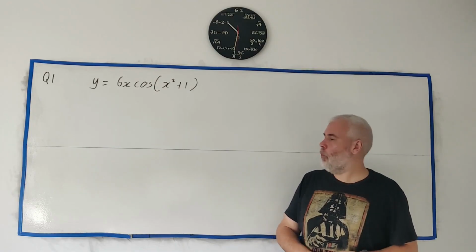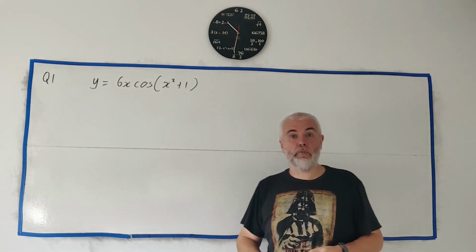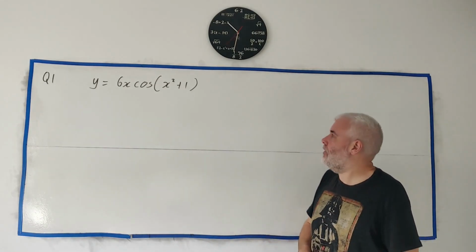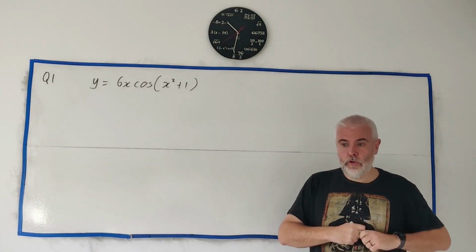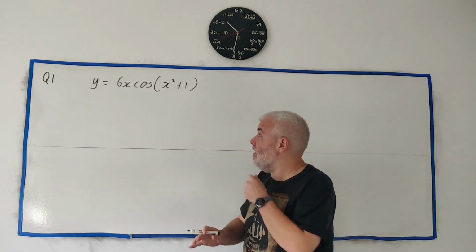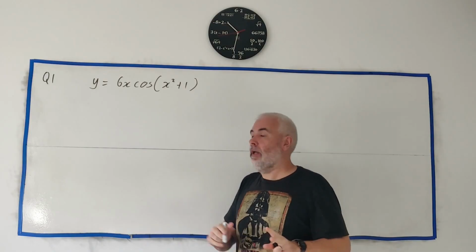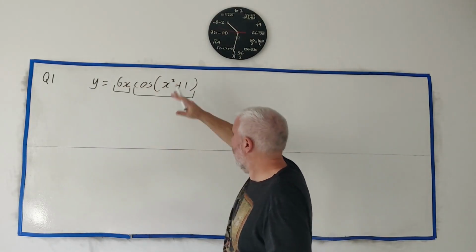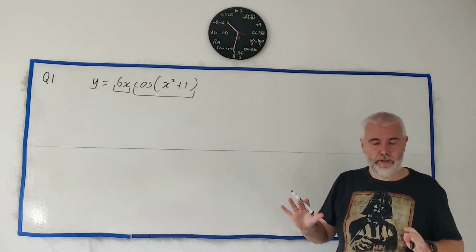In question 1, we're given this equation here and we're asked to find dy/dx, that's to differentiate it. So the first thing you need to recognize here is we actually have two terms. That's the 6x term and the cos(x² + 1) term.